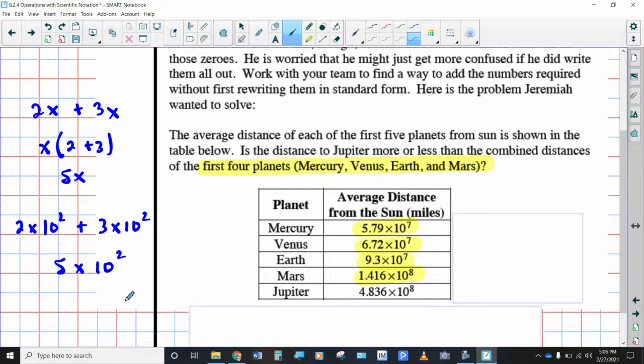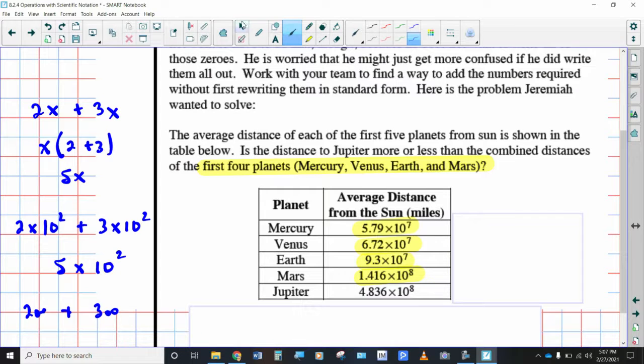Do you believe me? 2 times 10 to the second power is 200. 3 times 10 to the second power is 300. When you add those together, you get 500, right? This absolutely works. So in order for us to add all 4 of those numbers together that are in scientific notation, we're going to have to get the powers of 10 to be exactly the same. Since this is a power of 10 to the 8th power, I would recommend converting all of these out of scientific notation into a form where they're all being multiplied times 10 to the 8th power.